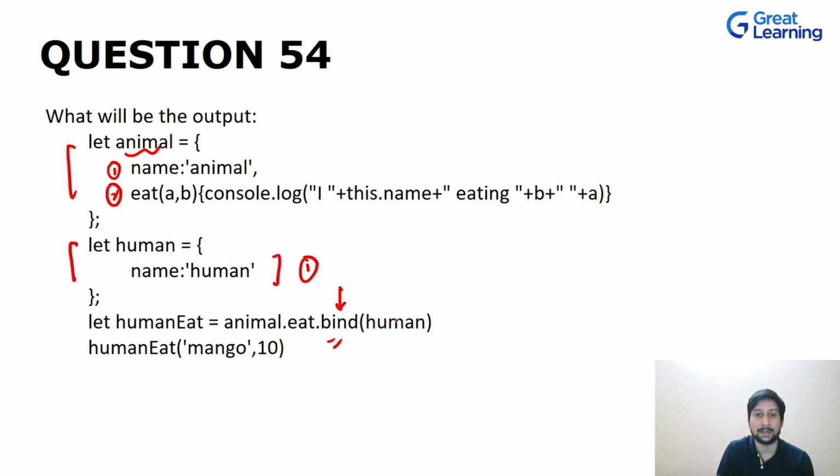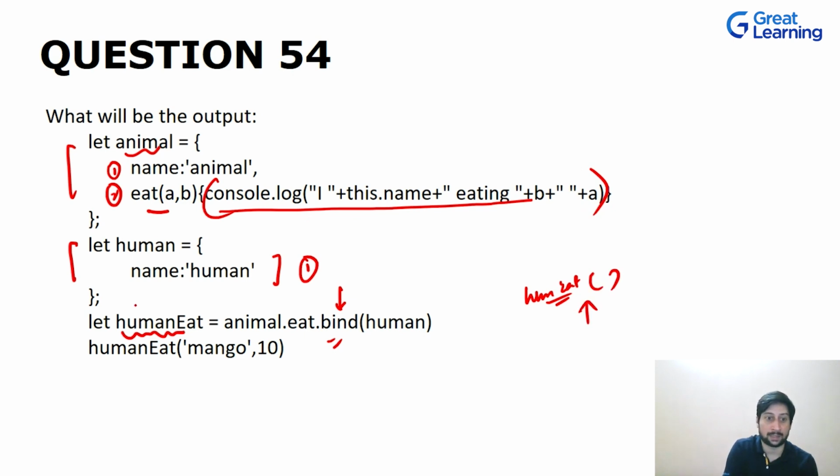Now when we are using bind, in this case it will return this function, eat, which we are binding with the human, and we are storing it in human eat. Now this human eat contains the same definition, which is console log, whatever is the definition of this function. It will be treated like this, but this time around we can use human eat. As you can see over here, we are calling human eat with two arguments. That means you'll be calling this function over here, this time with this name, and we will be printing I.